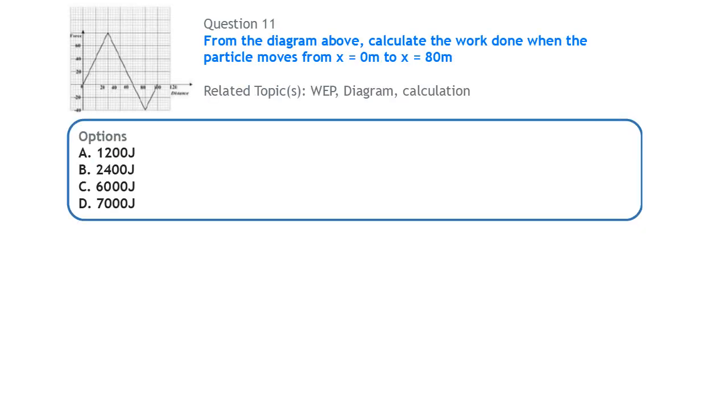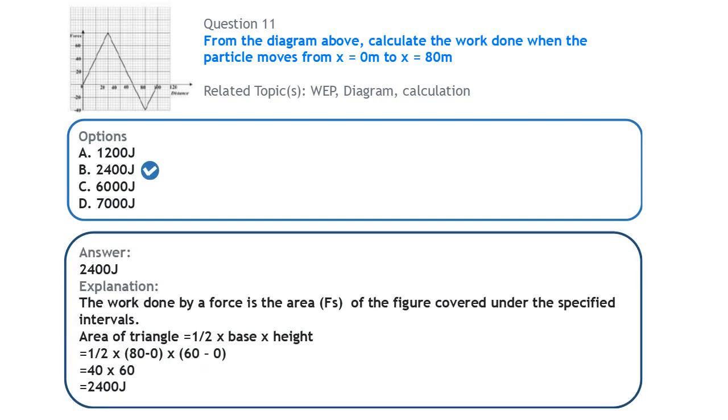From the diagram above, calculate the work done when the particle moves from x equal to 0 to x equal to 80 meters. From 0 to 80 here. Between 60 and, okay, this is 20, 40, 60, 80. So to this 80 here. To get the work done, we are going to take the area of the shape under this graph, that will be this triangle here and this triangle here. So we take the area there.